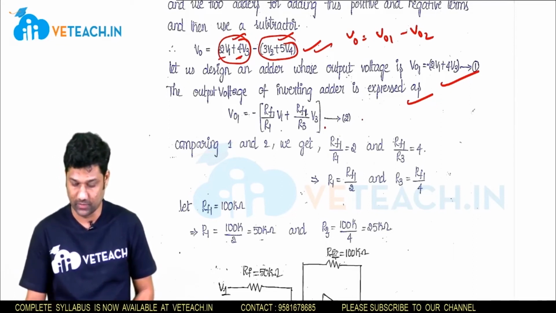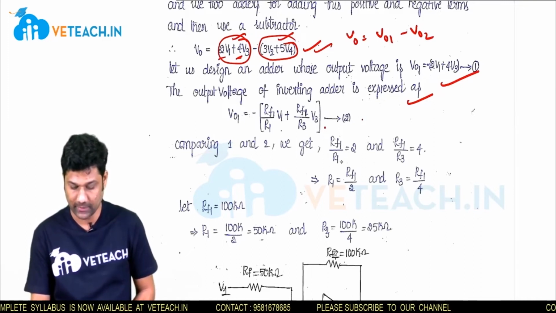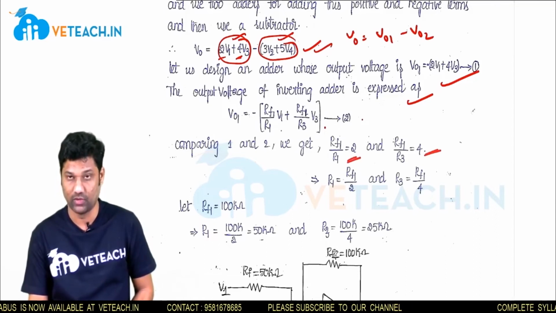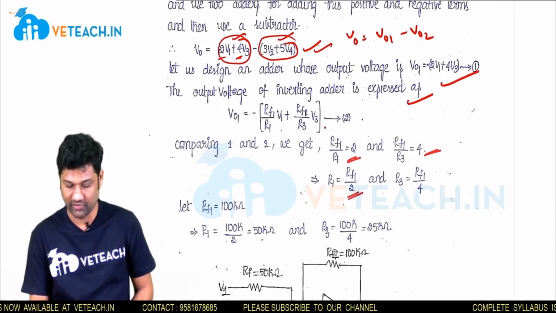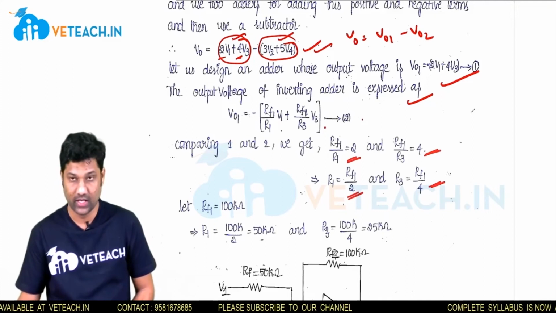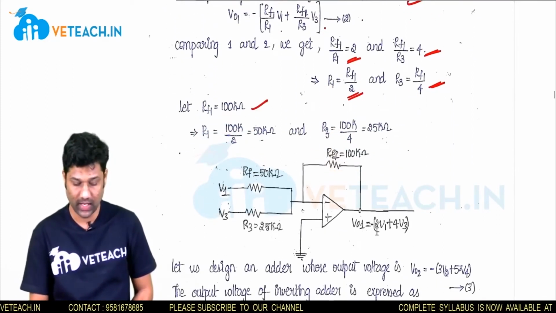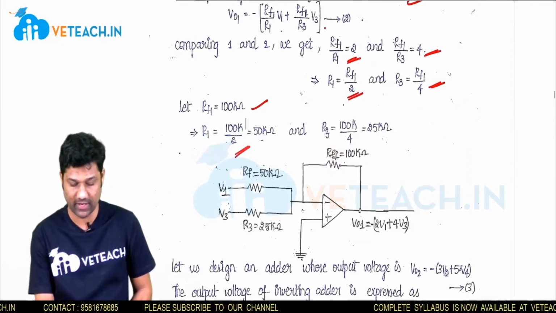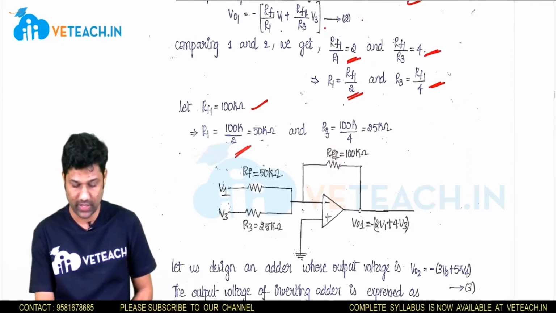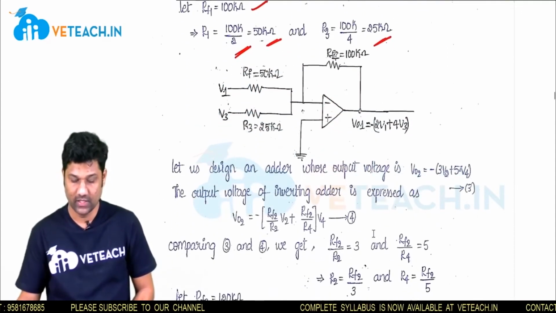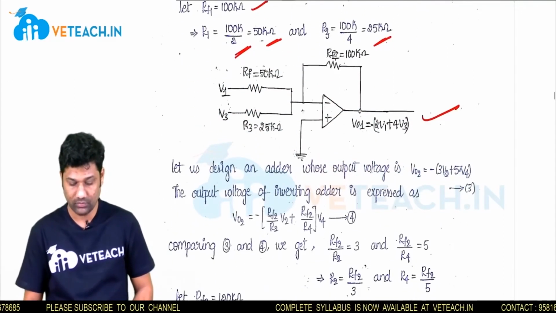So comparing 1 and 2, we get RF by R1 equal to 2 and RF1 by R3 equal to 4. Here we get R1 equal to RF1 by 2 and R3 equal to RF1 by 4. Consider the feedback resistance RF1 equal to 100 kilo ohms. As RF1 equals 100 kilo ohms, we can write R1 equal to 100k by 2. So we get R1 equal to 50 kilo ohms and R3 equal to 25 kilo ohms. Now first draw the circuit of the inverting adder.